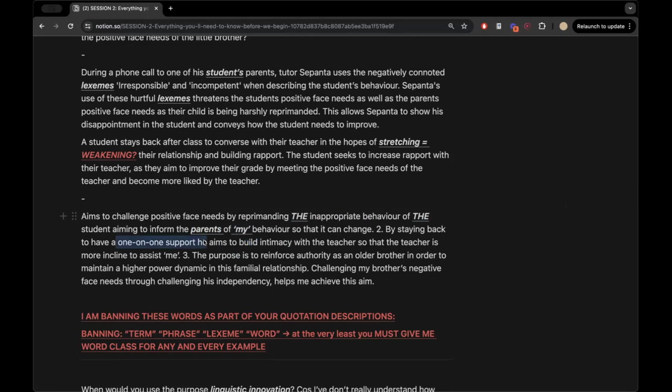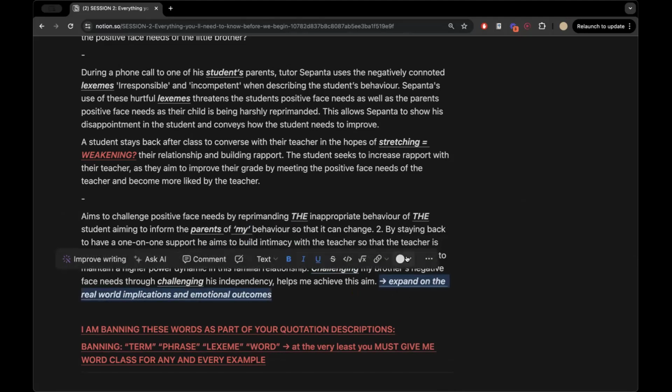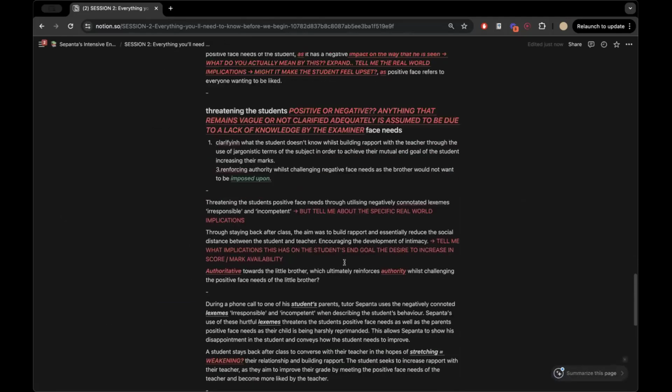By staying back to have one-on-one supporting, aims to build intimacy, yes, the purpose is to reinforce authority as an older brother. Yes, challenging my brother's negative face leads to challenging his independence. Do not repeat challenging here. Do not repeat words in the same sentence. Also, expand on the real world implications and emotional outcomes, right? It's about that emotional intelligence. Show that you understand that.